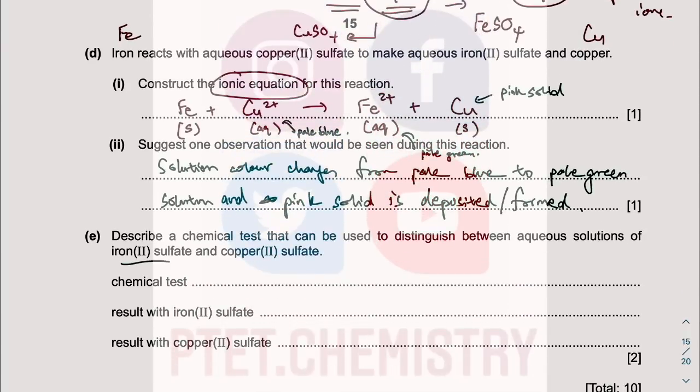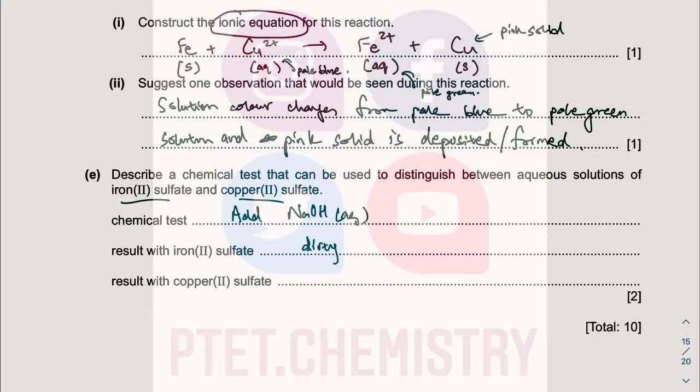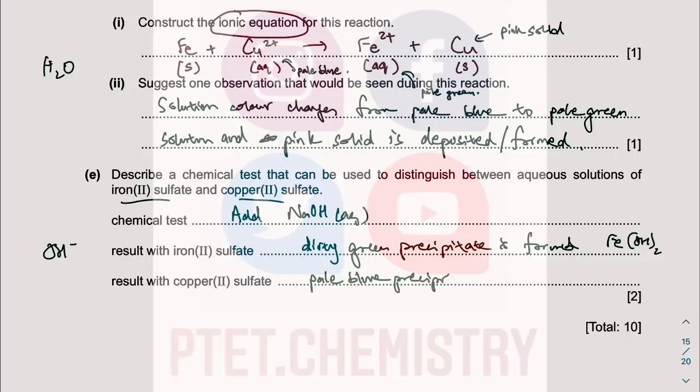To distinguish iron 2 and copper 2, you can add aqueous sodium hydroxide, and this one will give you a dirty green precipitate is formed. So that is now iron 2 hydroxide. This is in water, this is in hydroxide. Water is H2O, hydroxide is OH-. Different, yeah? This one is going to be a pale blue precipitate is formed, and that pale blue precipitate is copper 2 hydroxide. Okay, next question.